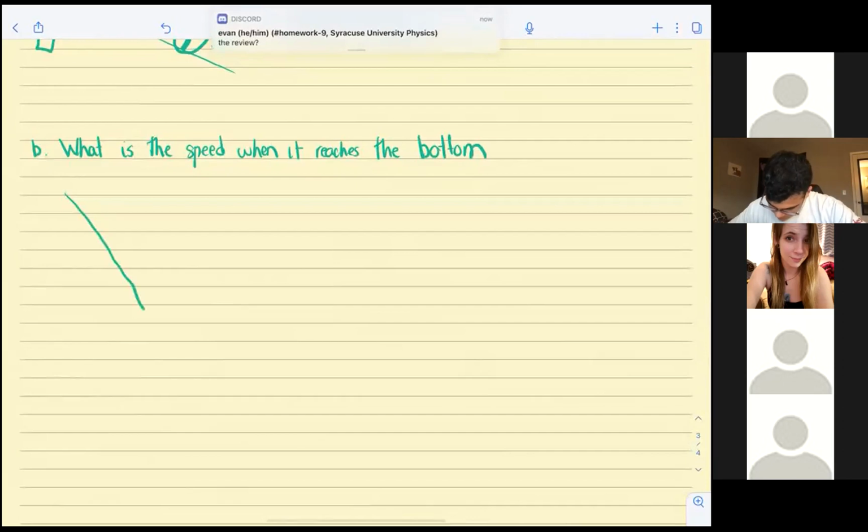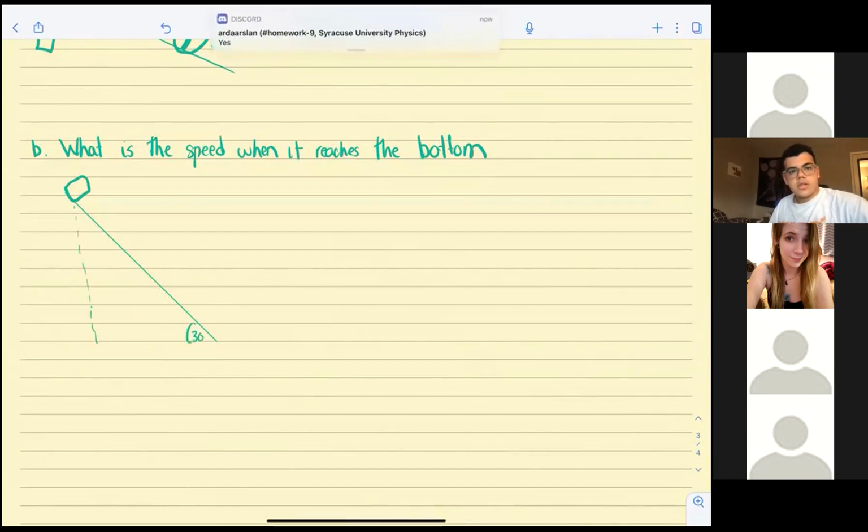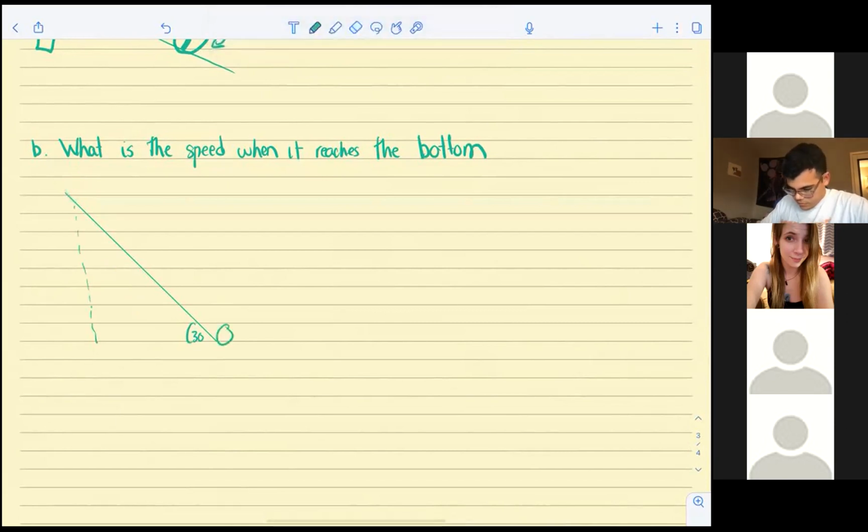So now for B, you have to find... I don't know how I made that into a line. So now I'm gonna go back to drawing boxes. Even though we know this thing is turning, I'm just gonna draw it like this. It's going down, making a 30-degree angle here, I think. The question is, what is the velocity when it reaches this point? So who can help me set this up? What's the approach that we're gonna take here?